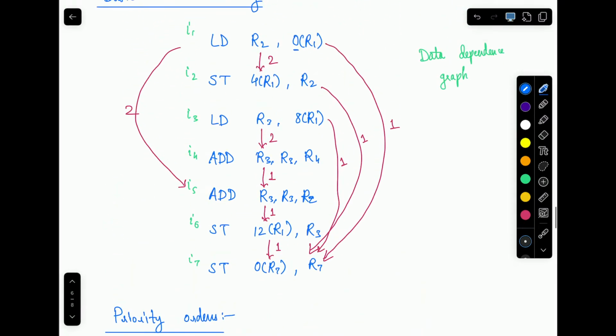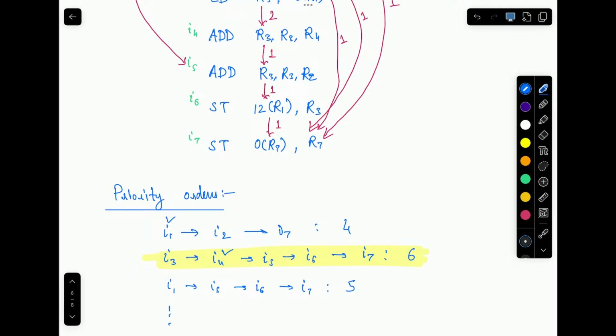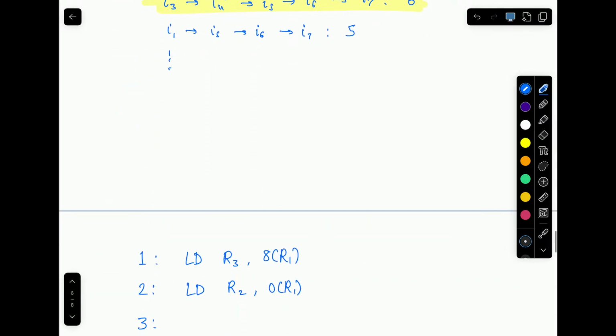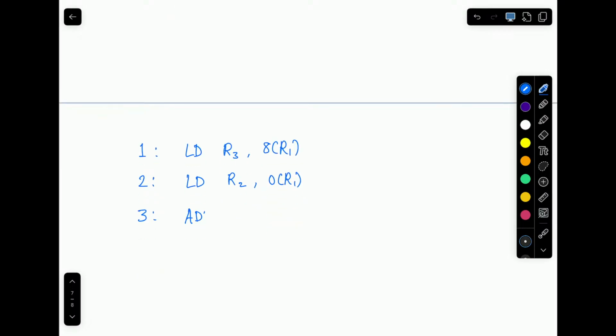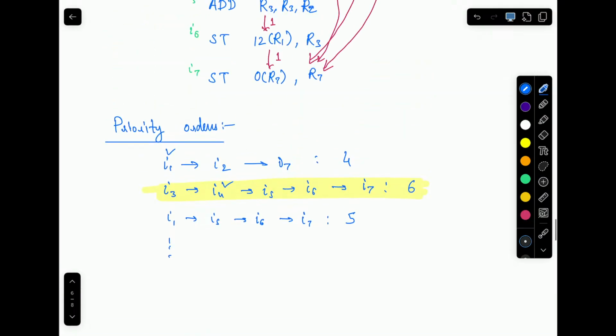After I3, I can schedule I4 now because 2 cycles are over after executing I3. So let's put in cycle number 3, I4, which was add R3, R3, R4, then in cycle number 4, I can either put I5, can I?